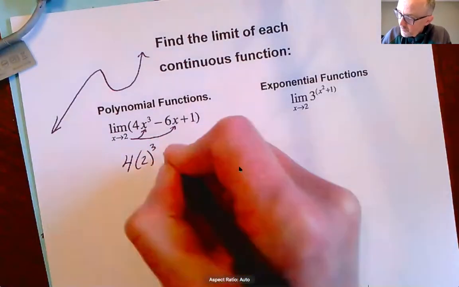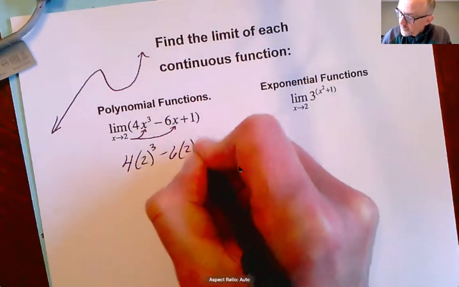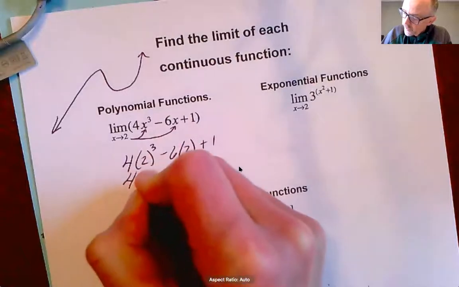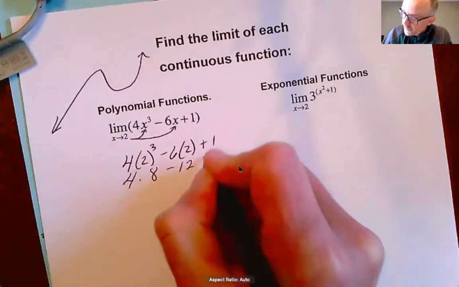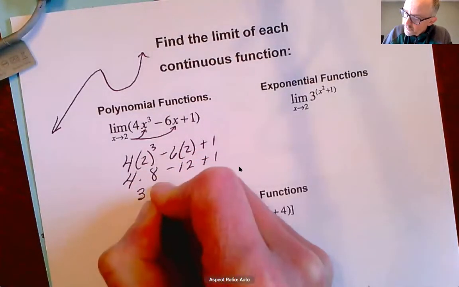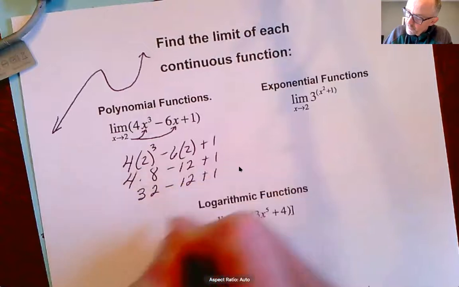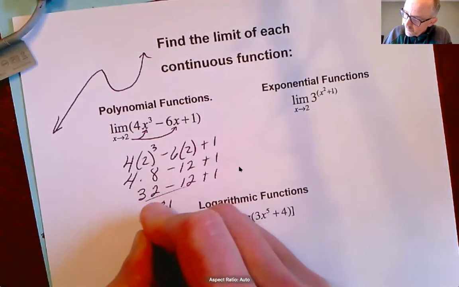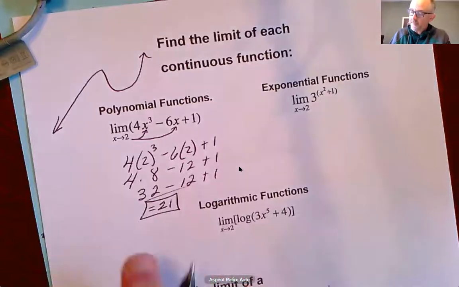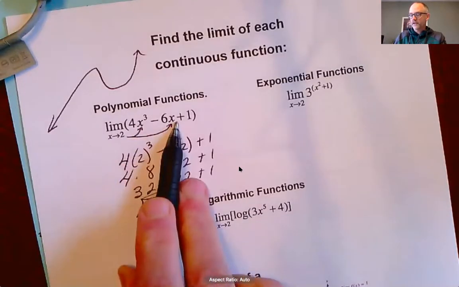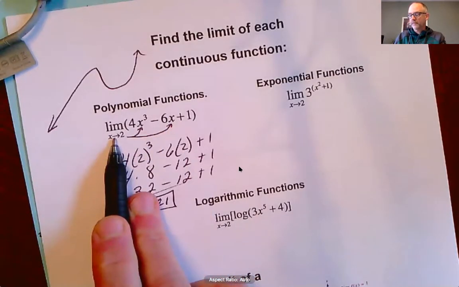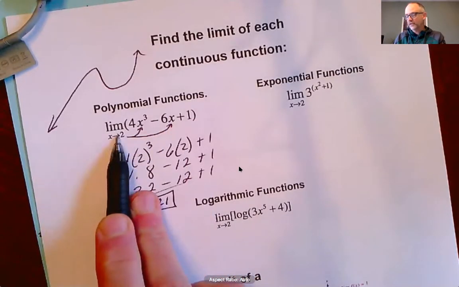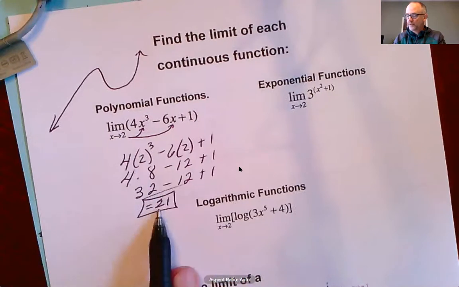Oops, that's a 3 minus 6 times 2 plus 1. 4 times 8 minus 12 plus 1. 32, take away 12 plus 1. That's 20 plus 1. 21. All right, if you graph this function and you approach 2 on the left, you approach 2 on the right with all your x values, get closer and closer to 2, you will approach the number 21.